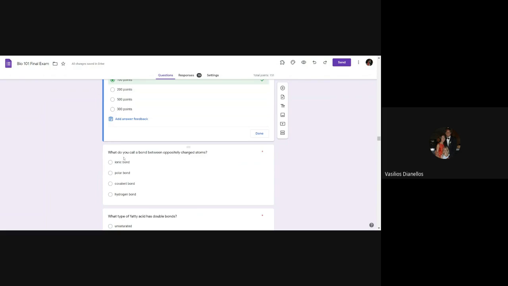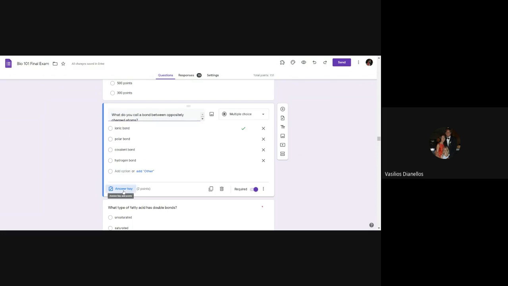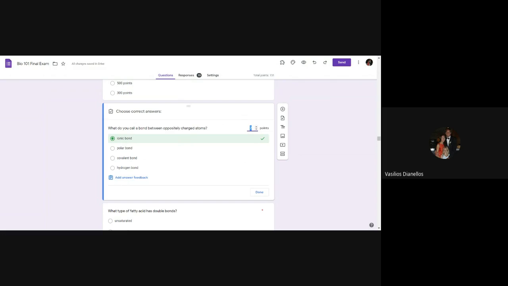All right. What do you call a bond between oppositely charged atoms? That is simply an ionic bond. The way to remember that is because if they have a charge, then they're ionic, right? They're ions. Therefore, that must be an ionic bond. And just like the other question that I mentioned earlier that you missed, Thornabar, at least if you guessed covalent bond or hydrogen bond, you at least got partial credit. You at least got 1 point, one out of two, because polar bond is not a thing. So the only people who got zero credit for this question are people who chose polar bond, because that is just something I made up. Not a thing.